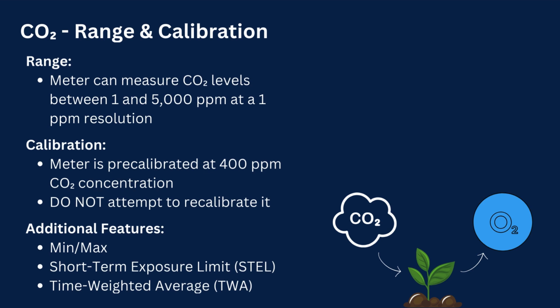In terms of the range, this meter can measure carbon dioxide levels between 1 and 5,000 ppm at a 1 ppm resolution. The meter is pre-calibrated to a standard 400 ppm CO2 concentration. It is important to not attempt to recalibrate the meter in an area of unknown CO2 concentration. If you have any concerns about the accuracy of the device, please contact the growth facility staff.